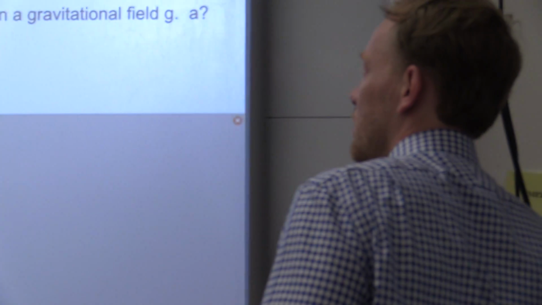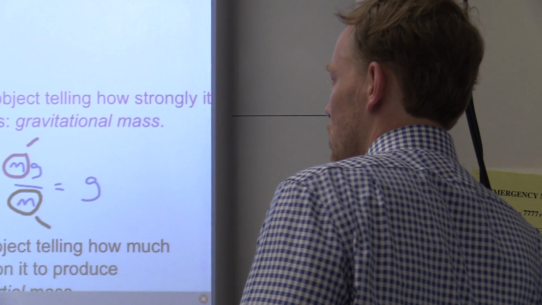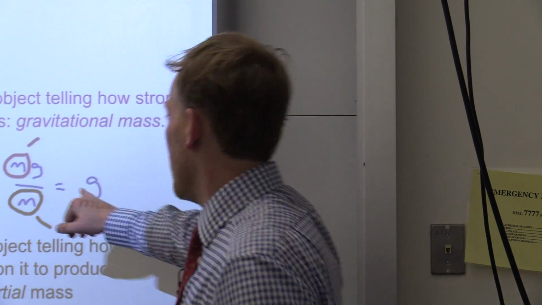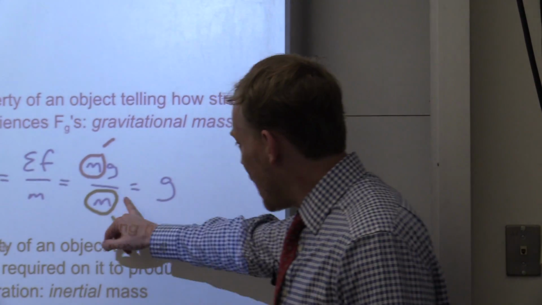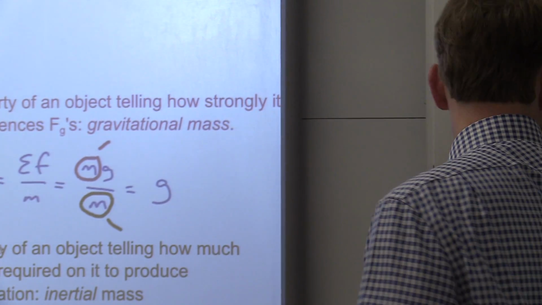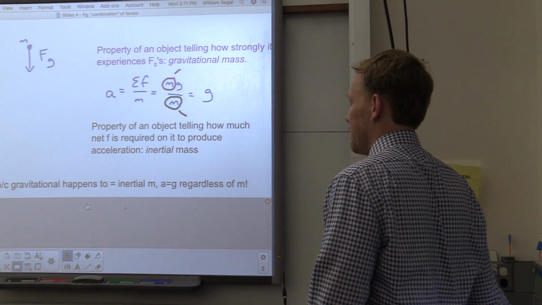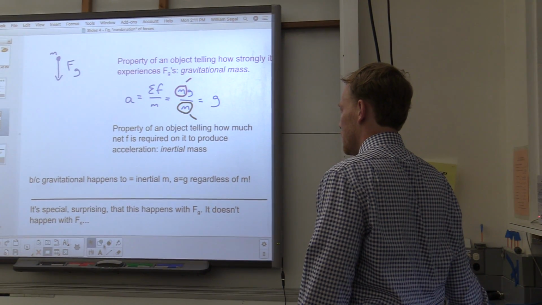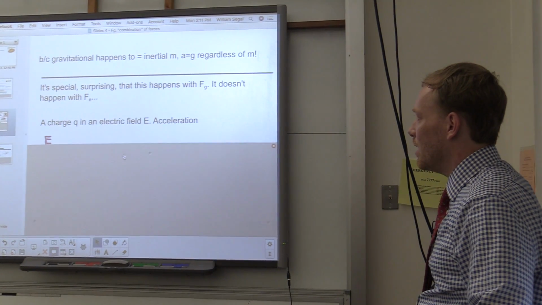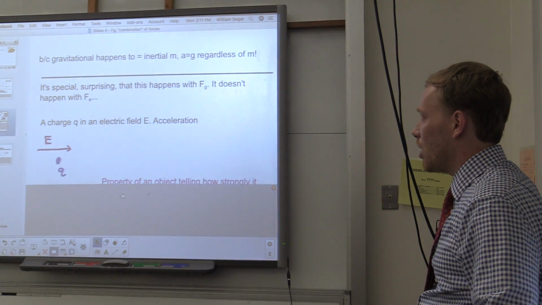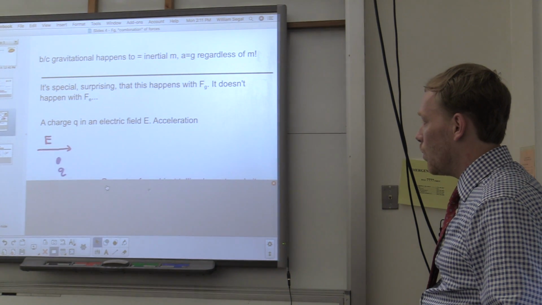There's no clear reason that I can give as to why the gravitational mass of objects in our universe is the same feature as the inertial mass. But I do want to emphasize that it's not the default. In the electric force, here's what it would look like with electricity. Let's say that there's a charge Q in an electric field.